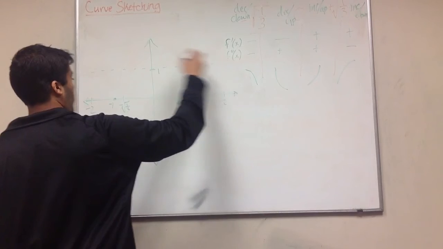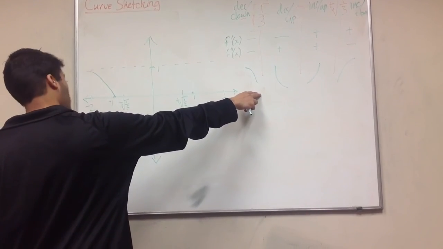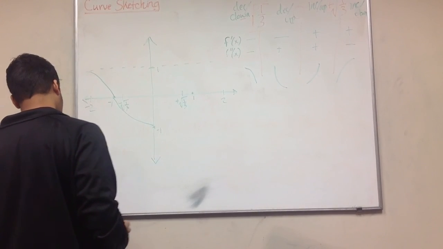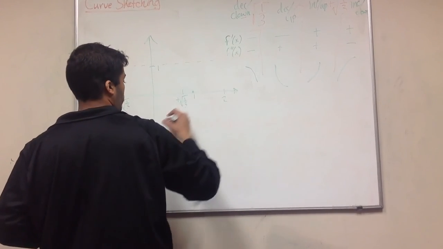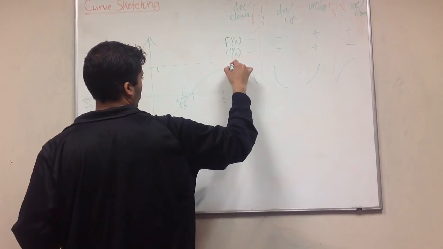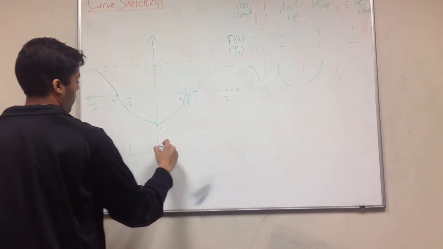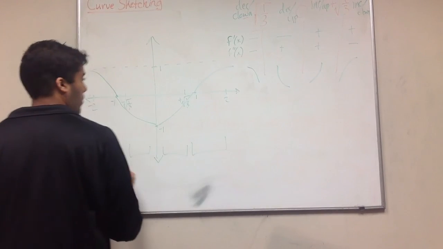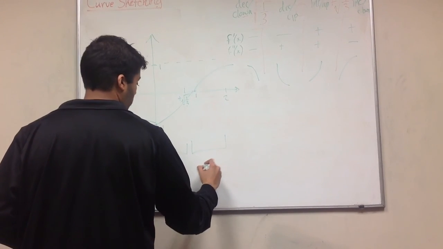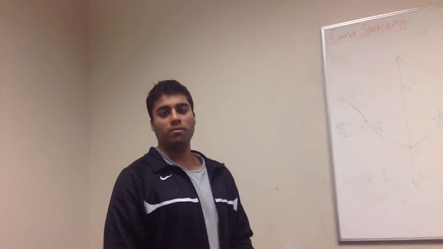So we found out that it first comes down like this, decreasing down. Then we also have decreasing up here. Then we have increasing up like that. And then we have increasing down like that. So each section coordinates with each increasing and decreasing concavity. And that's how you do curve sketching.